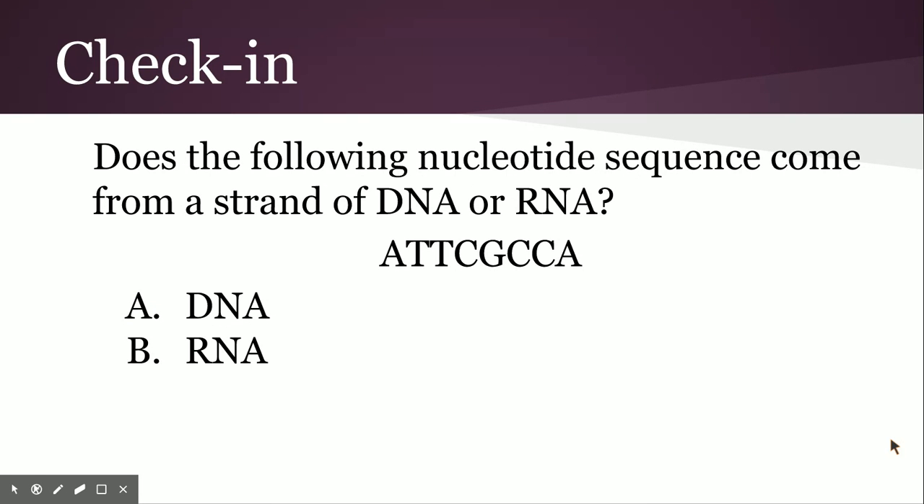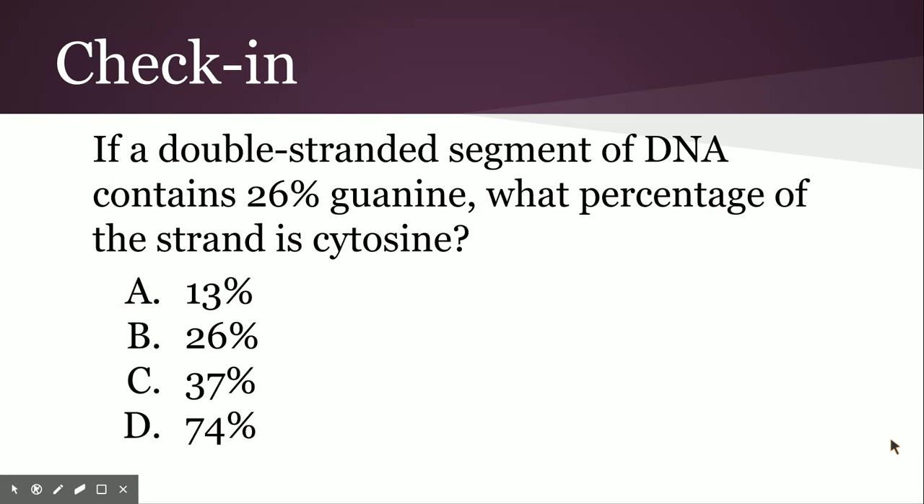Does the following nucleotide sequence come from a strand of DNA or RNA? All right, so this is what I was talking about as far as identifying based on nucleotide sequencing here. So we have A, T, T, C, G, C, C, A. So you should be able to look at this. G's and C's don't tell you anything. A's don't tell you anything actually either, because we find adenine, cytosine, and guanine in both our RNA and our DNA. So you got to look for it. If you see a T, then you know it's DNA. So I see them, I know it's DNA.